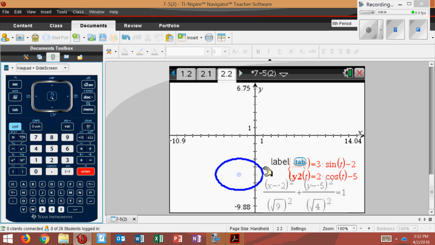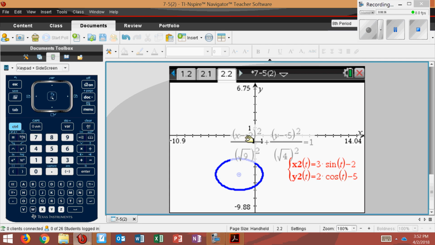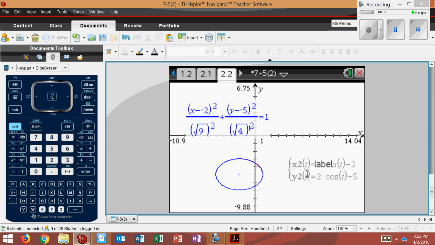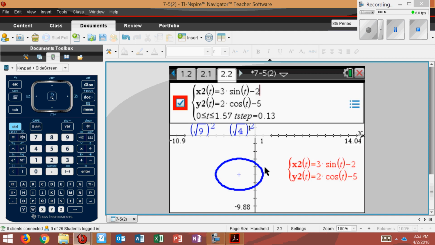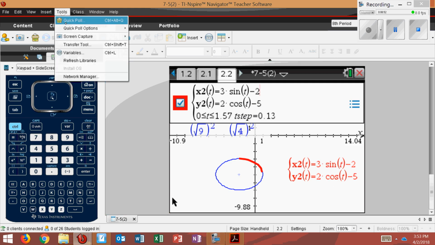Notice it's the same ellipse, just this has more graph to it. And the reason why is this part here has this part of the graph like that. It's limited in its t values. That's why it looks like that. So this should be our picture here.